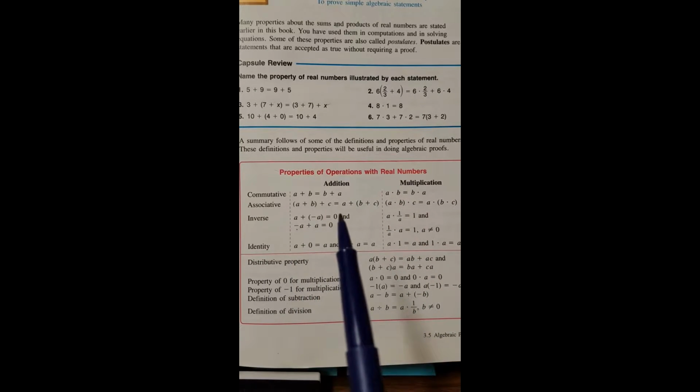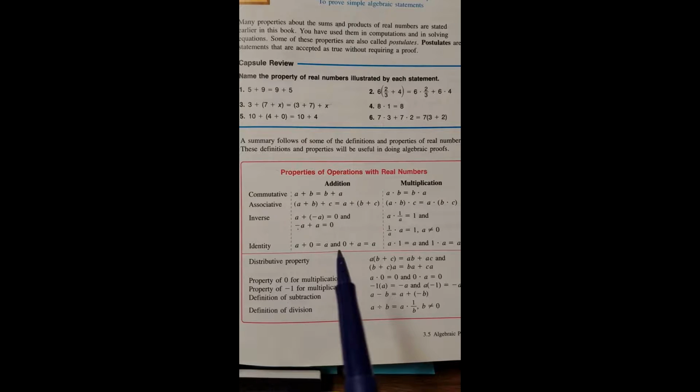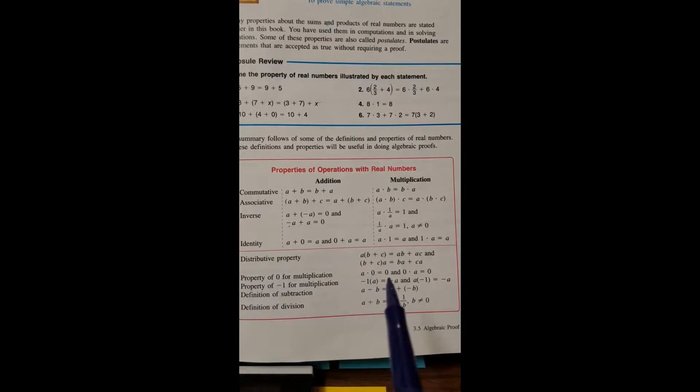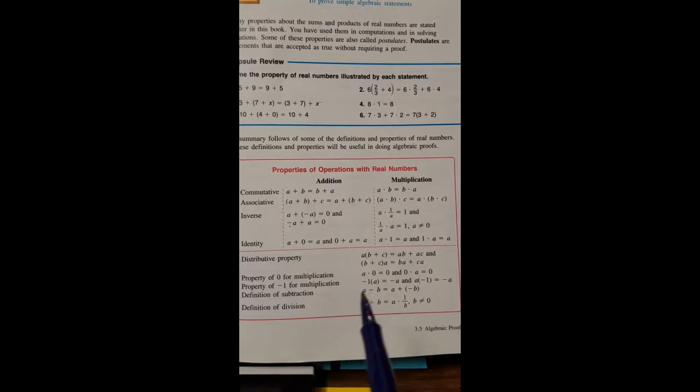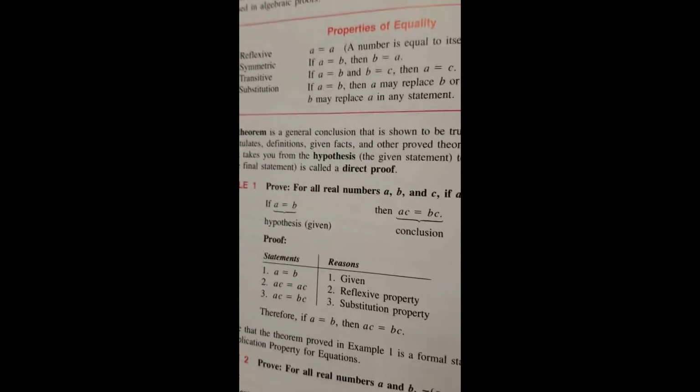When you look down here, they broke down the commutative property of addition and multiplication, associative property of addition and multiplication, inverse property of addition and multiplication, identity property of addition and multiplication. Then they have the distributive property, the property for multiplication by 0, property for -1 with multiplication, definition of subtraction, definition of division. Turn the page. Yes, there is more. Aren't you glad I'm not making you write all these down? Because I could. Just saying.